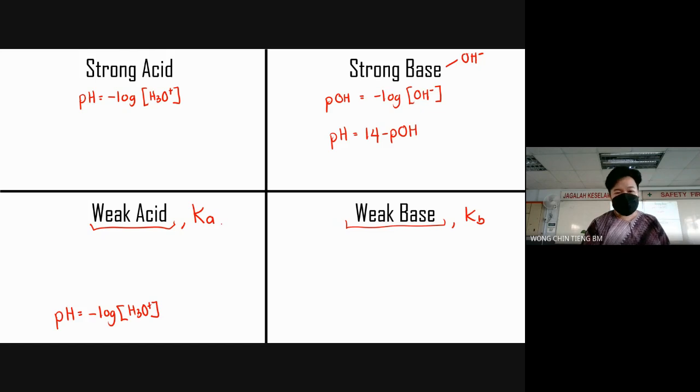Where we are? We need Ka value. Or we need the formula of Ka. And then we need ice table. Betul?